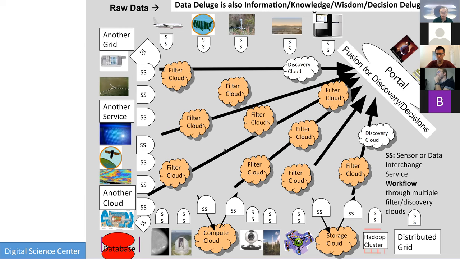These data go through exchange services, which is data to information services. Then they get run through filters and aggregated and discovered. And then here we have the executive or president or just your student doing their research or study, who make decisions. So this is a view of how the data, information, knowledge, wisdom, decision deluge happens.